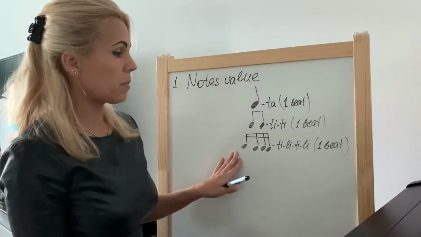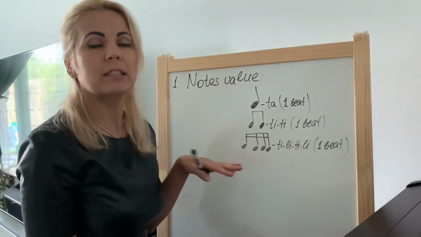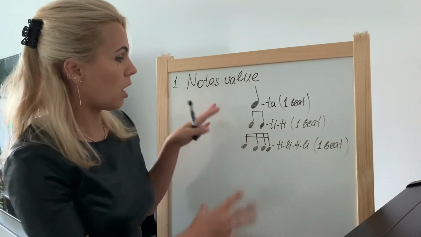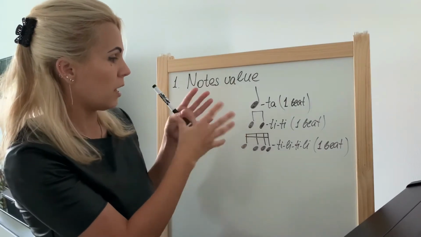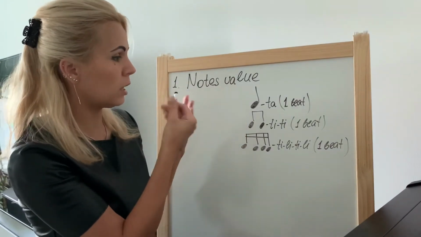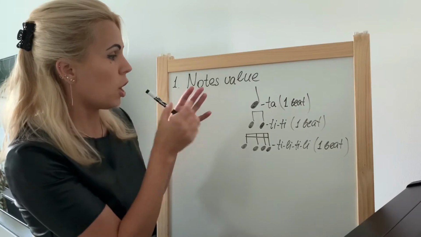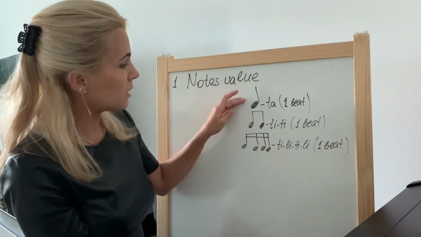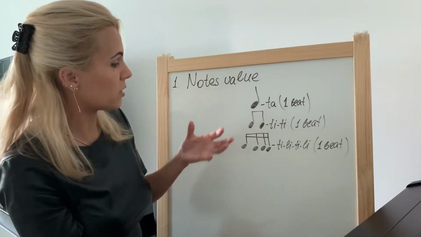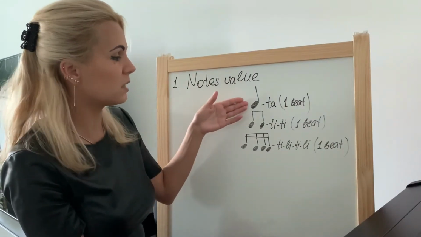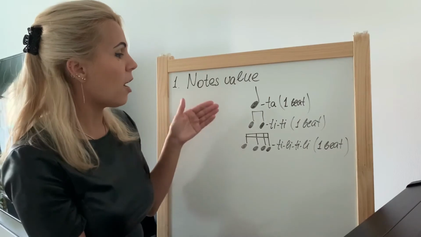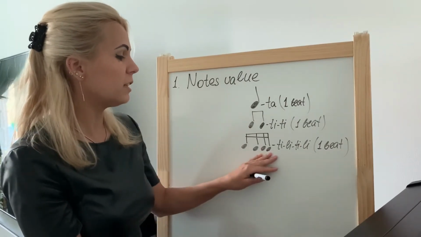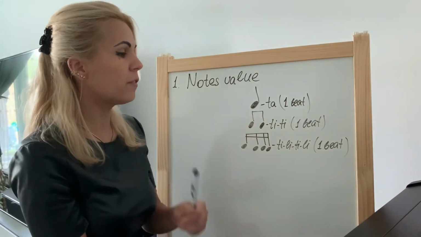So this is something that I notice makes it much easier for students to understand how all those notes are linking with each other, and their differences as well. So obviously each of them is getting a little bit faster. So tt is twice as fast as ta, and tilly tilly is 4 times faster than ta. So when we have 4 tilly tilly, 4 of them will fit in 1 beat.